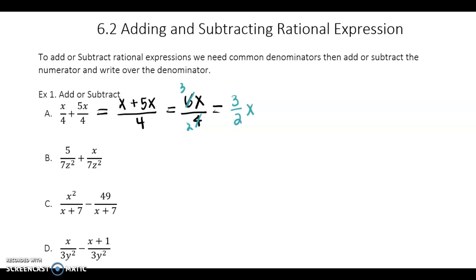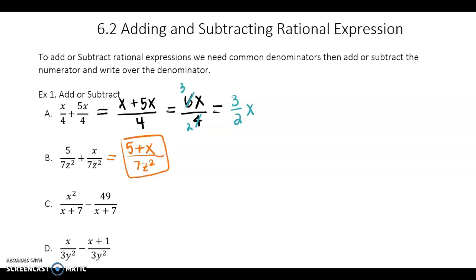Alright, the next one, we have 5 on the bottom, 5 on the top, and then x. So that becomes 5x over 7z squared. And that's as far as you could go because you can't simplify the 5 or anything with the top or the bottom.